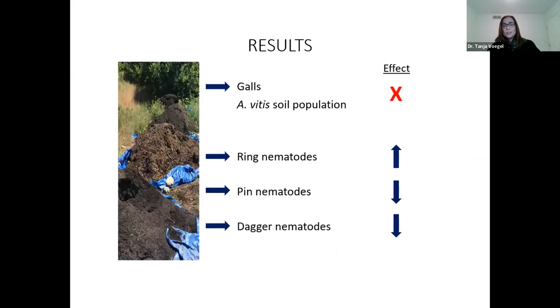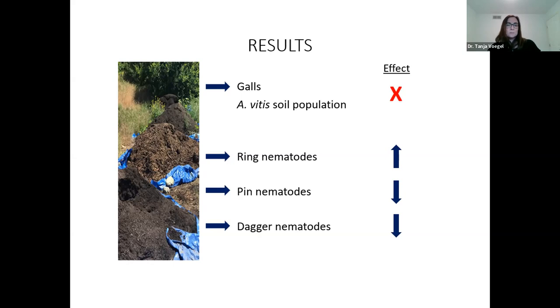Unfortunately, there was no change after compost application when we looked at the percentage of galls on the trunk. And neither was there a change in the A. vitis soil population. However, ring nematodes increased under compost, and this is opposite to our hypothesis. But pin nematodes and dagger nematodes increased under compost.